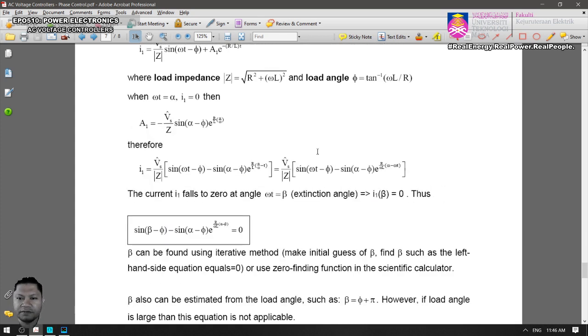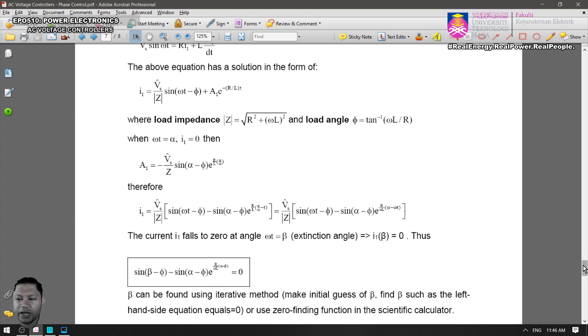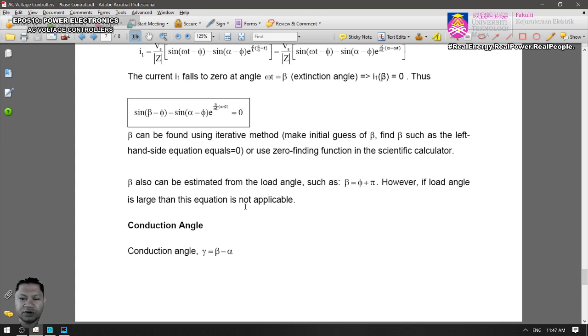What is the load angle? You can find this from this equation. Load angle equals the inverse tangent of omega L over R. It depends on the load, right? Then it gives you the load angle. However, if the load angle is larger, this equation is not applicable, so take note of this. You have to calculate the load angle first. If you find that the load angle is very large, for example 100 degrees, this is considered a large load angle. Therefore, you cannot use this estimation. You have to use the current equation to find beta.